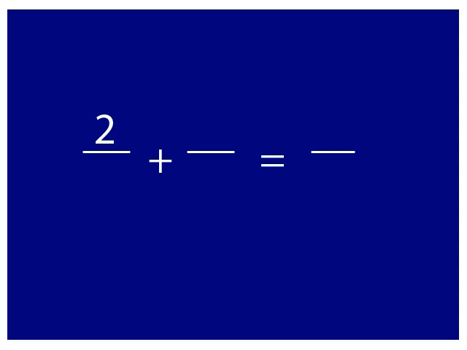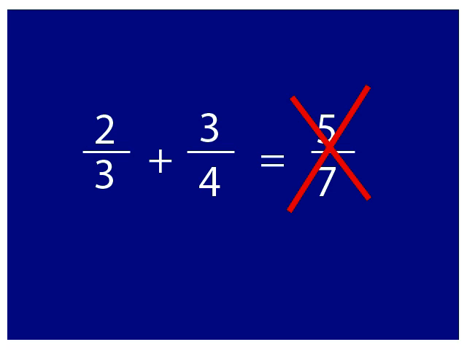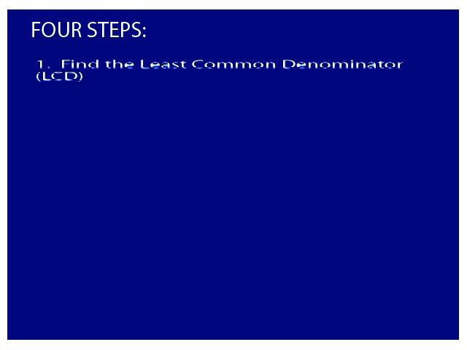Wouldn't it be nice if all we had to do in order to add or subtract fractions with unlike denominators was to simply combine the numerators, then combine the denominators? Unfortunately, however, that won't work. There are 4 steps involved in adding and subtracting fractions with unlike denominators.